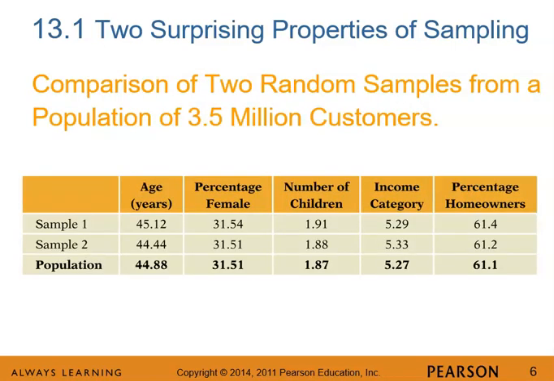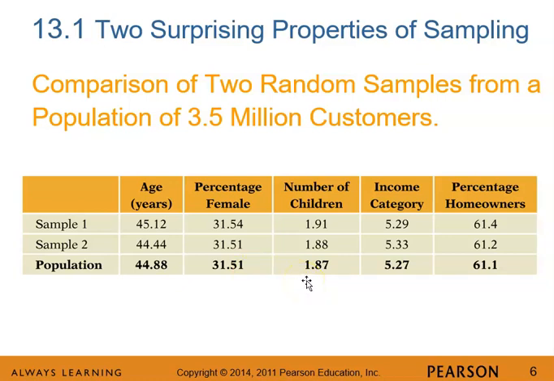Here we are comparing two random samples from a population of 3.5 million customers. You can see that the average age of the population is 44.88, and the two samples that we collected, of course, are not exactly the same as the population's average age, but they are pretty close. How about the percentage of female? 31.51, 31.51, 31.54. They're also very close to the average of the population.